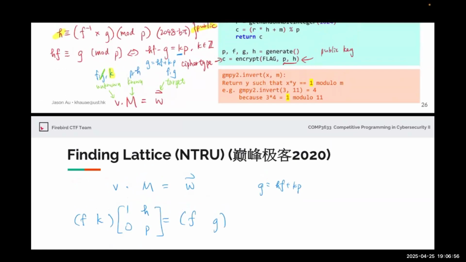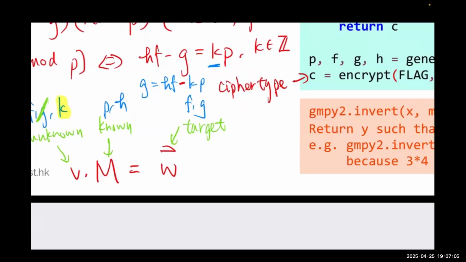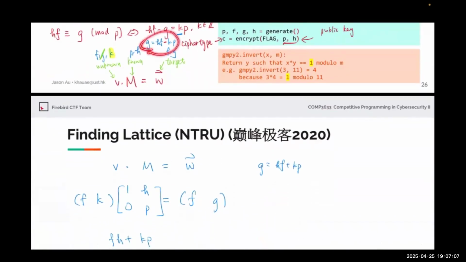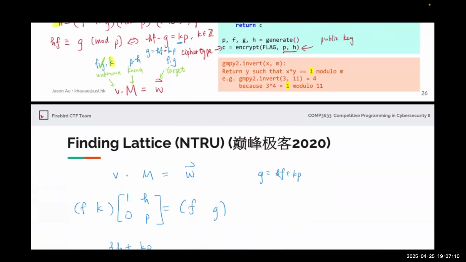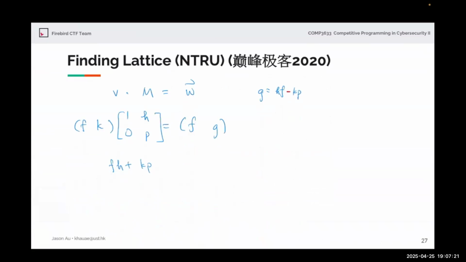But actually, I made a mistake here. This one should be negative. This one is negative because after changing subject, this G goes here and we subtract KP here. So we have negative here. If we have this matrix F, K and H, P, it gives us FH plus KP. So it's different from minus KP.